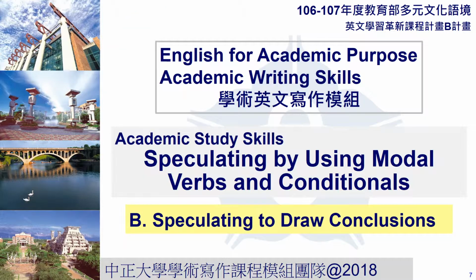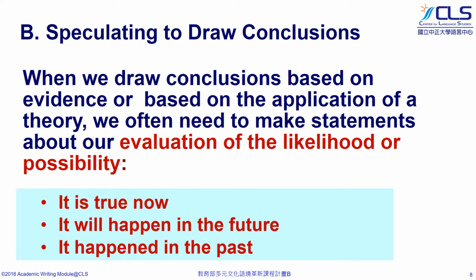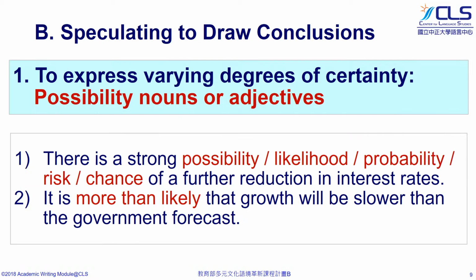Now, let's move on to the first type of speculating for academic writing, to draw conclusions. When we draw conclusions based on evidence or the application of a theory, we often need to make statements about our evaluation of the likelihood or possibility of three situations: it is true now, it will happen in the future, or it happened in the past. Thus, to express varying degrees of certainty when drawing conclusions, we can use possibility nouns or adjectives. As can be seen from the sentences, the possibility nouns possibility, likelihood, probability, risk, or chance, or the adjective likely can be used.